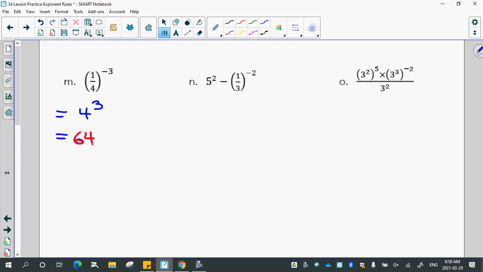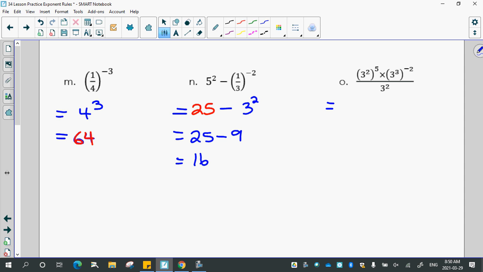All right, next one. Well, 5 squared, I could just evaluate that now, couldn't I? And then minus, but here I have to use a rule. So what rule am I going to use? Flip it, and the exponent becomes positive. Good. So then I'm going to get 25 minus 9, which turns out to be 16. Nice.